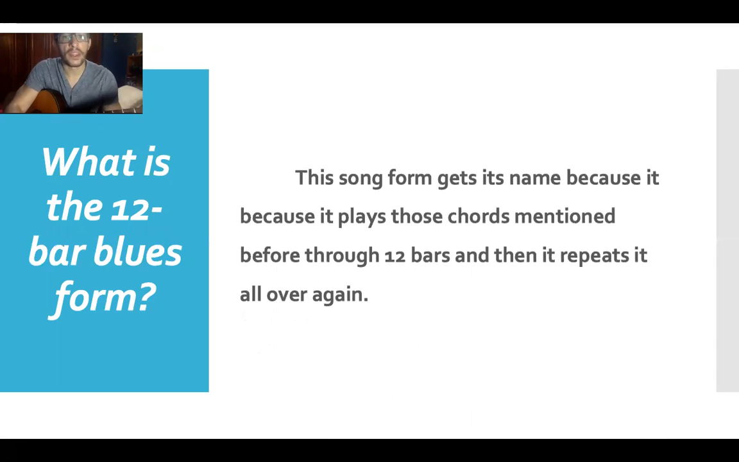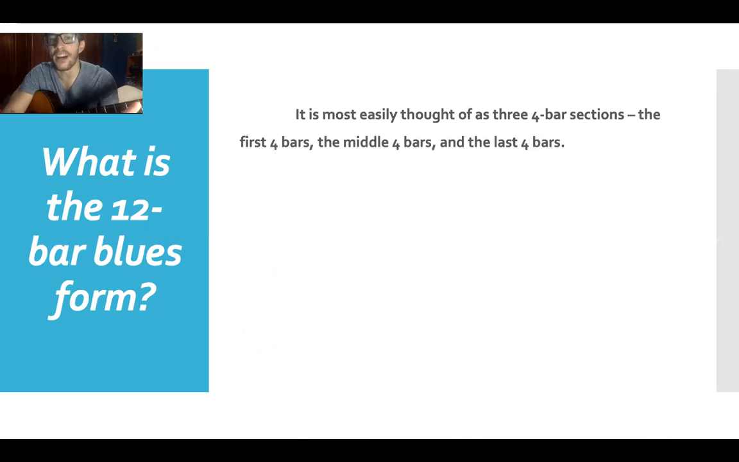Let's continue. This song form gets its name because it plays those chords mentioned before through 12 bars and then it repeats it all over again. Okay? Now, it is most easily thought of as three 4-bar sections. So 3 times 4 makes 12. The first 4 bars, the middle 4 bars, and the last 4 bars.